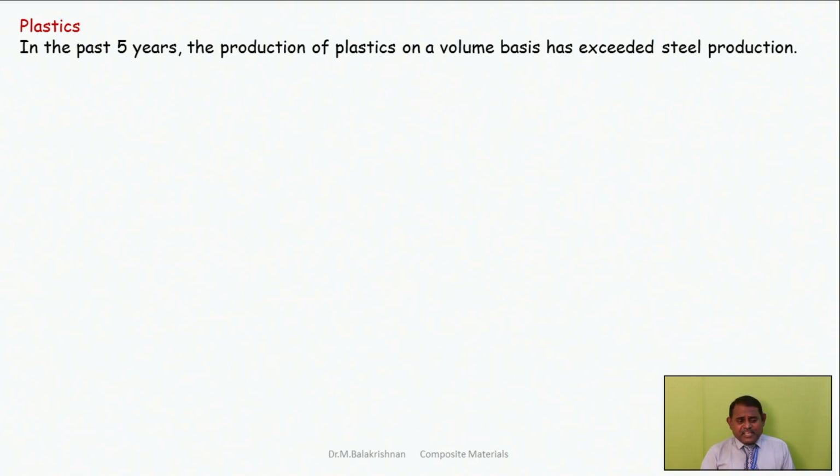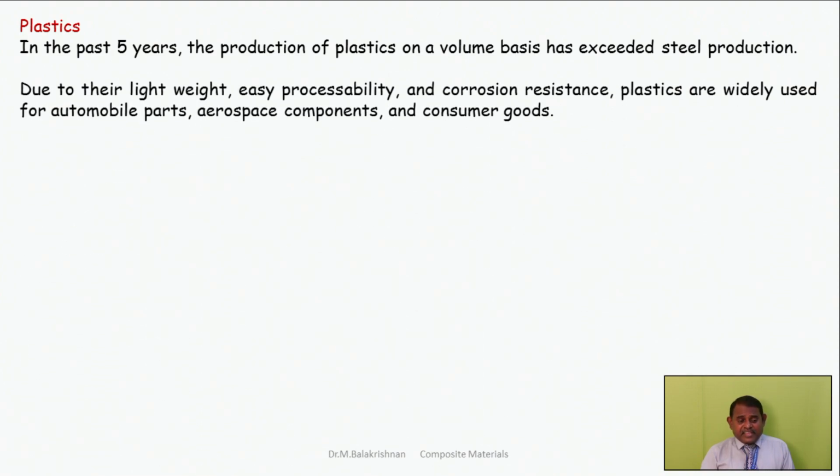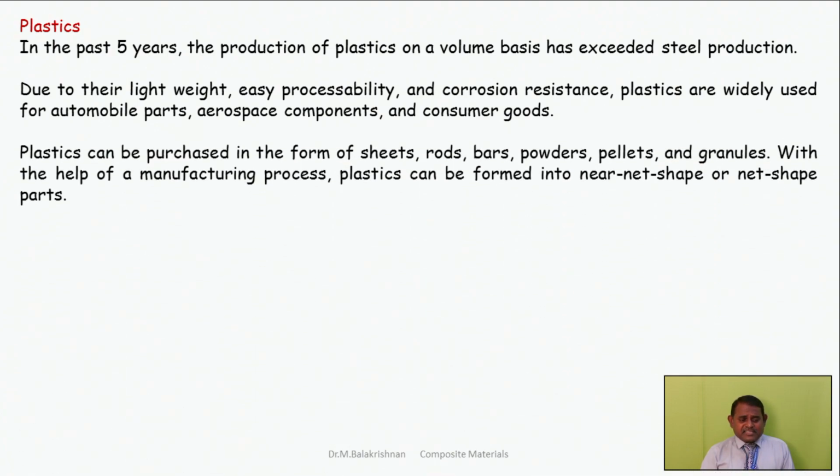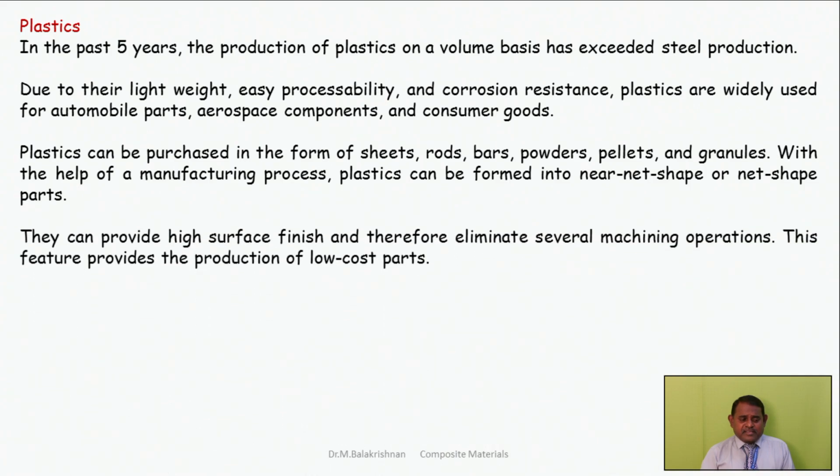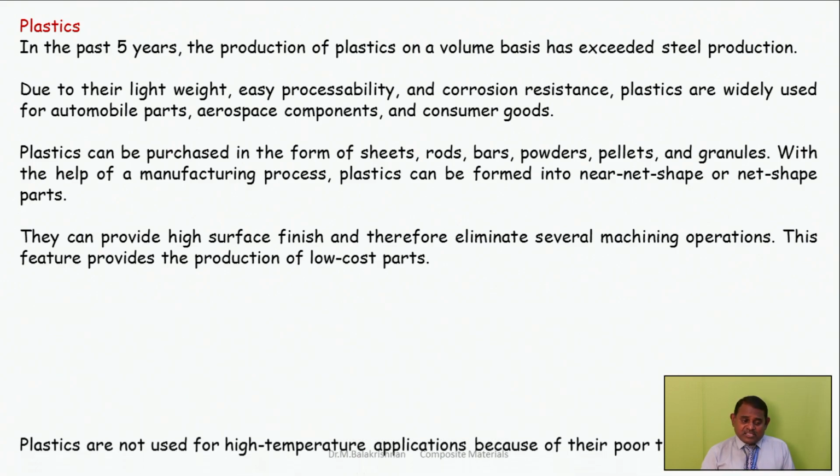And plastics have been picked up for the past 5 to 10 years due to their light weight, easy processability and corrosion resistance, and plastics are widely used for automobile parts, aerospace components and consumer goods. Plastics can be purchased in the forms of sheet, rod, bar, powders, pellets and granules. With the help of manufacturing processes, plastics can be formed into near net shape or net shape parts. They can provide a high surface finish and therefore eliminate several machining operations. This feature allows the production of low cost parts.